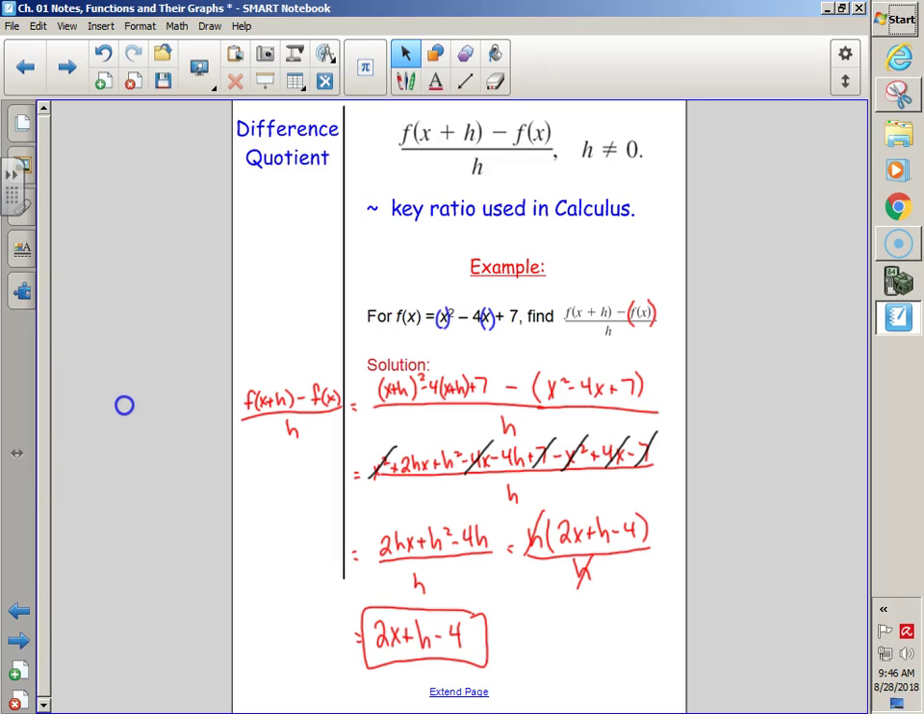Difference quotient, do the best you can on at least one. And if it doesn't match up, you're allowed to stop there at the very end. Bye, guys.